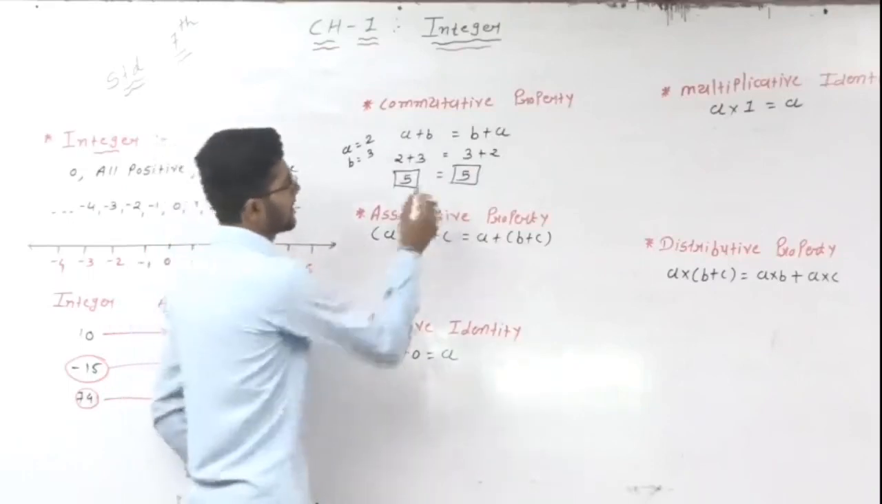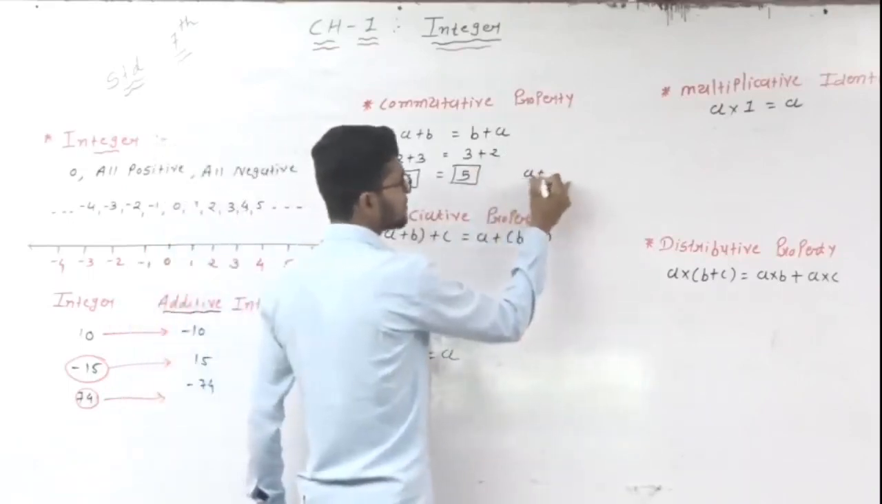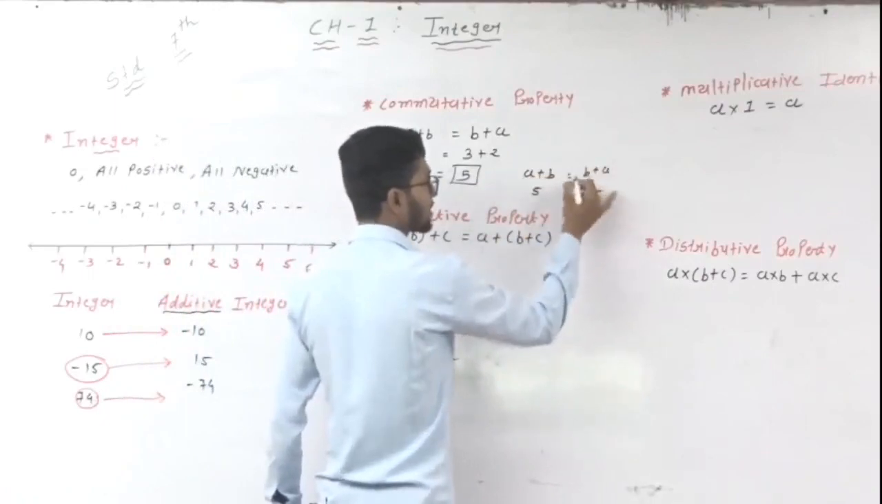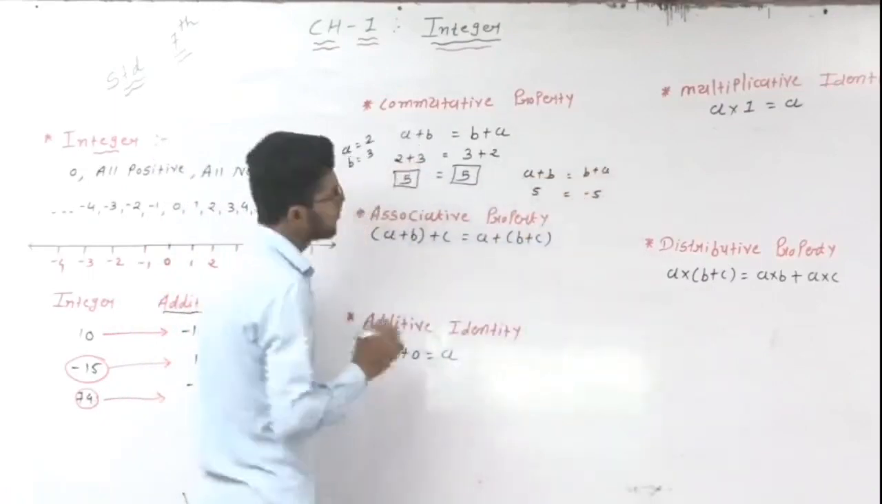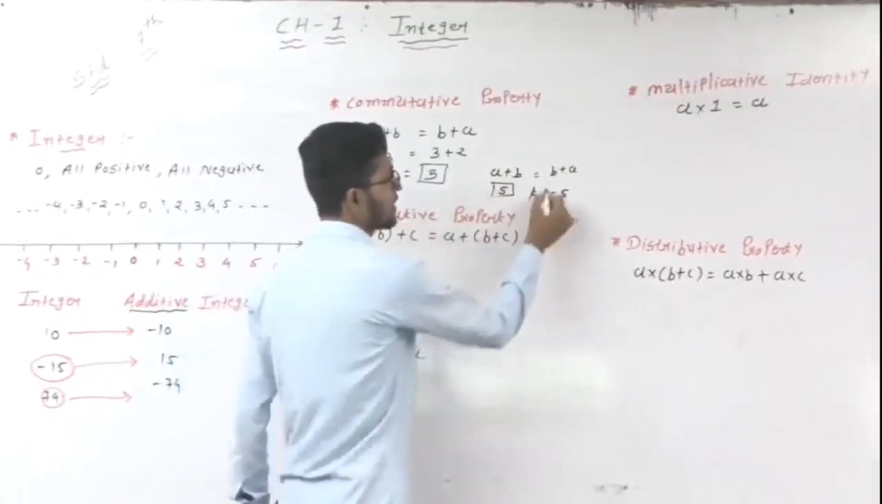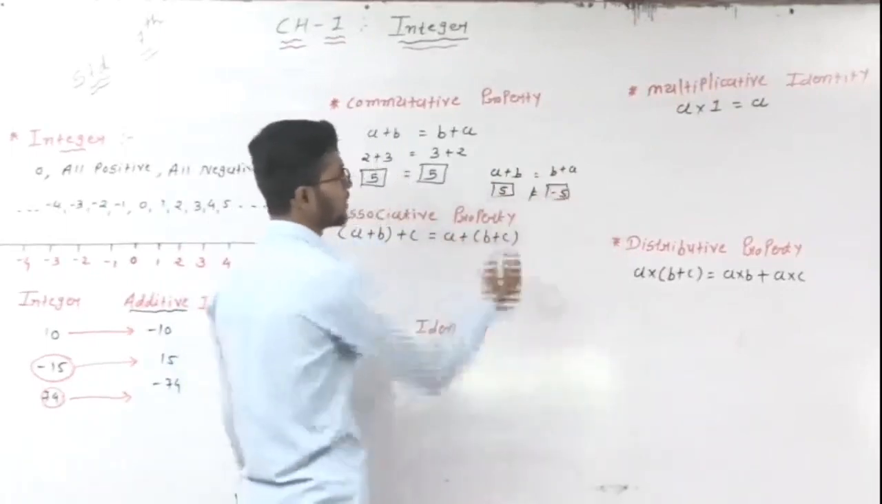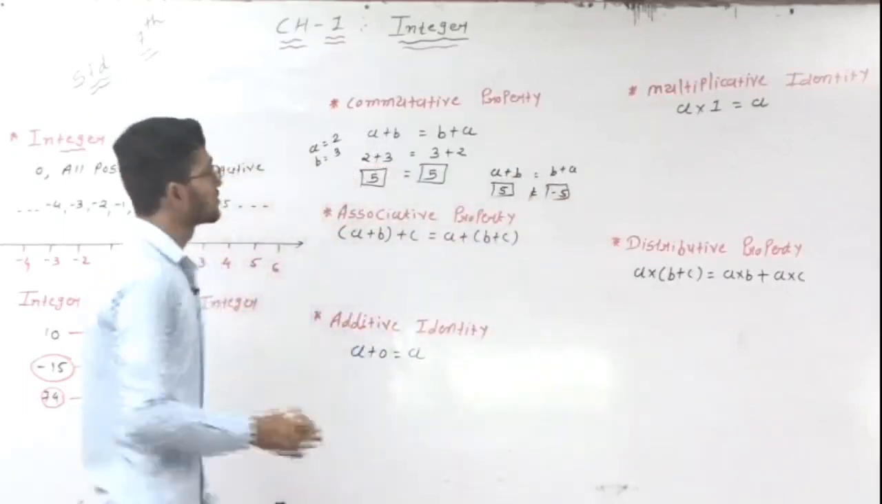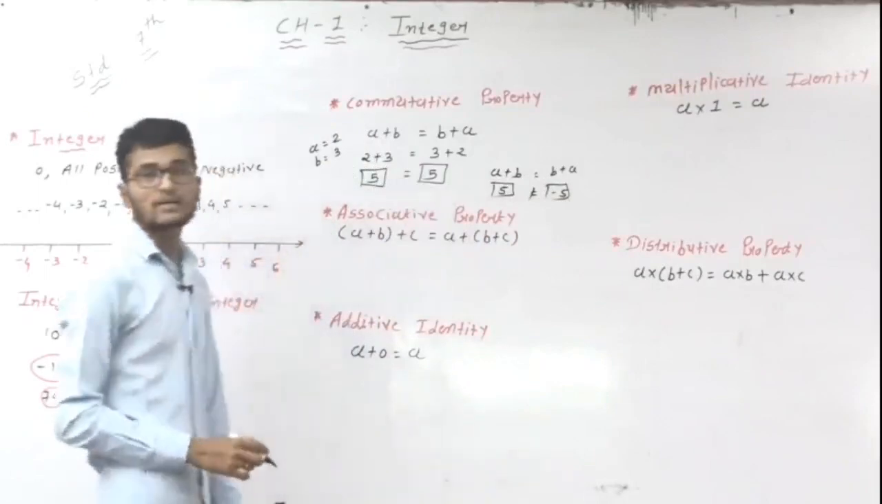Suppose here on this side a plus b answer is equal to 5 and b plus a answer is equal to -5. So is this one a commutative property? No, this one is not a commutative property. Why? Because on this side the answer is 5 and on this side the answer is -5. So this one is not a commutative property. Both sides' answers must be the same.